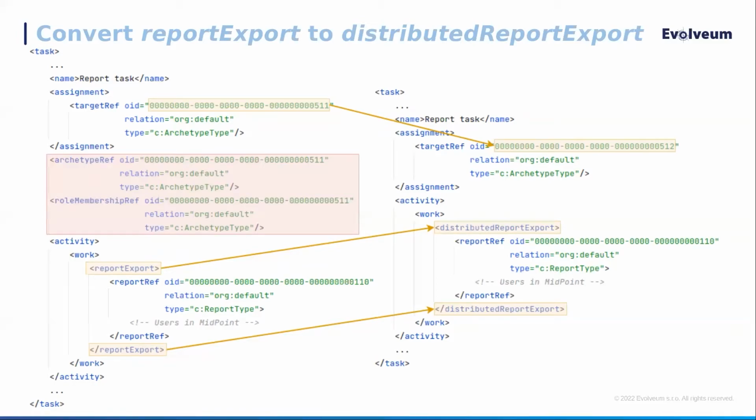In the configuration of the task in raw mode, we change report export to distributed report export. We change the archetype from report export task to distributed report export task by changing the OID for the assignment that defines the archetype. Next, we remove the current archetype ref and row member ref attributes for the old archetype. And finally, we add the configuration for distribution. Also, we can create a new task with a distributed report export definition and set a reference to our report.